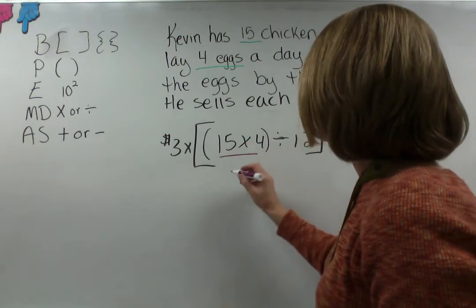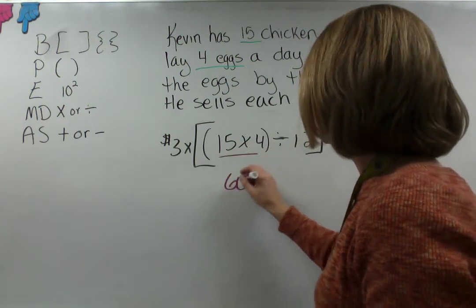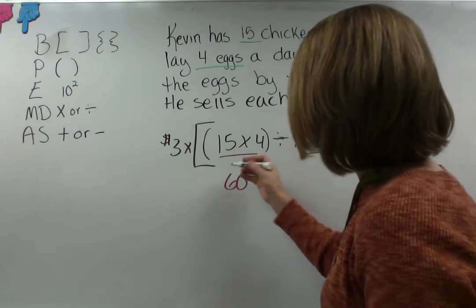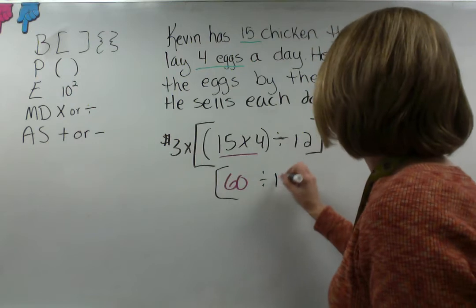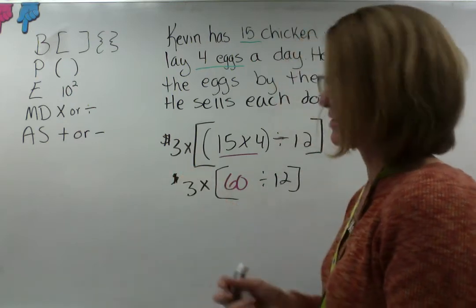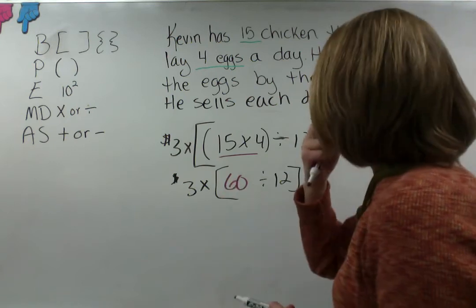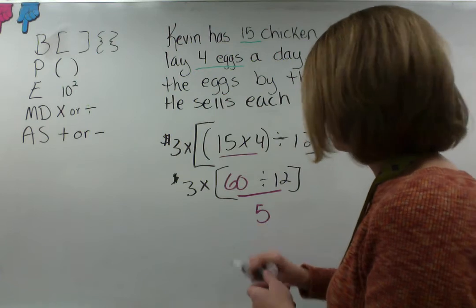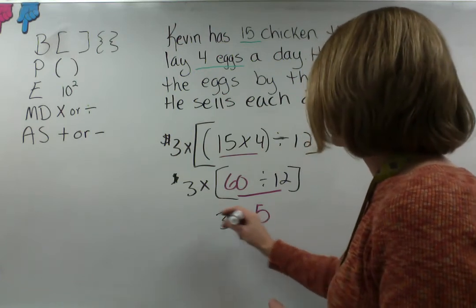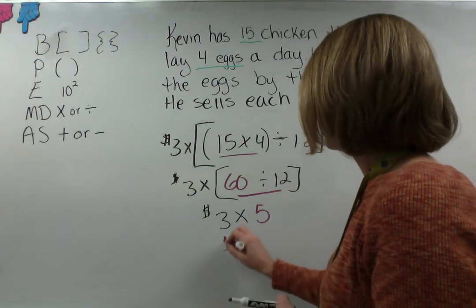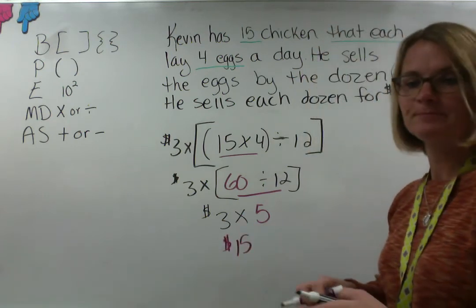So I have 15 times 4, which is 60, okay? I'm not done with the brackets yet because inside the brackets, I still have a divided by 12. And outside the brackets, I still have to multiply that by $3 when I'm done. All right, so I have to finish what's in my brackets. 60 divided by 12 is 5. So now brackets are done. $3 times 5, he's going to make $15 off of his eggs from those chickens.